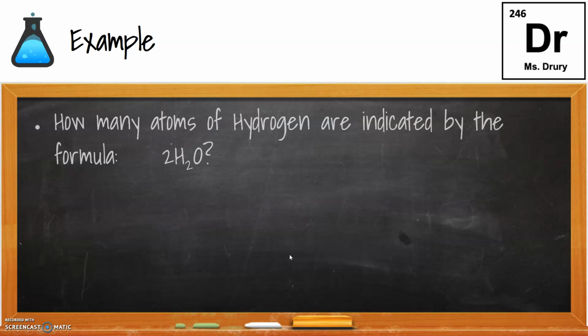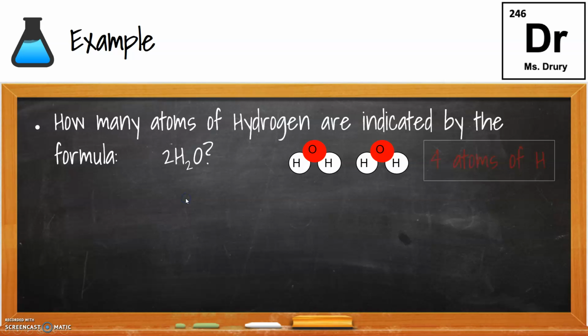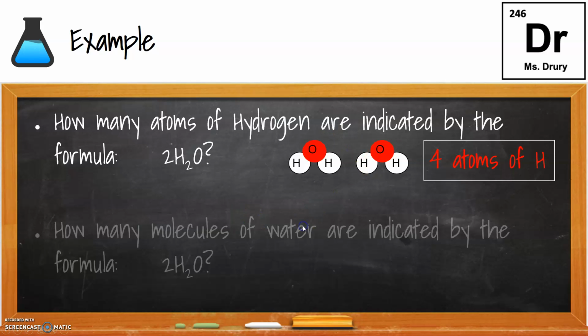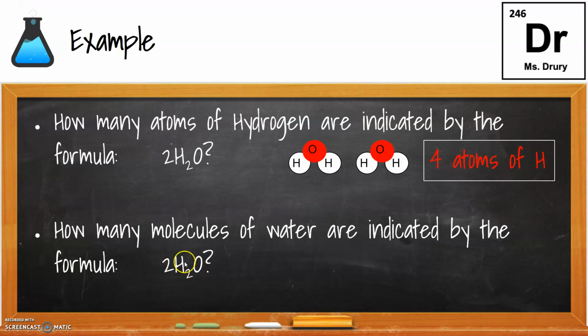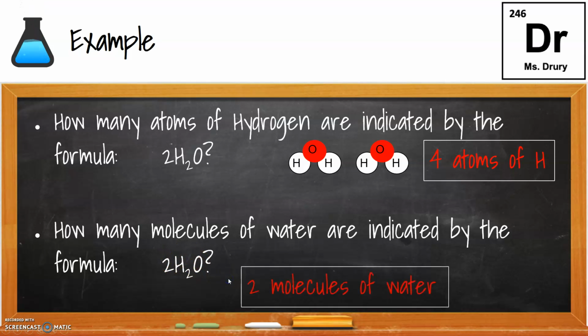So for example, how many atoms of hydrogen are indicated by 2 H2O? That means there would be 2 water molecules, and there are 4 H's: 1, 2, 3, 4. But another way to do it is just to distribute the 2 through the water and say that there are 2 times 2, or 4 hydrogens. You could also do it for oxygen. You can count them, or you can just distribute through, 2 times 1, and there's 2 O's, as we drew. So how many molecules of water are represented by 2 H2O? Remember, molecules are when atoms are combined, so it's just 2 molecules of water, but the atoms are the smaller parts that you're drawing.